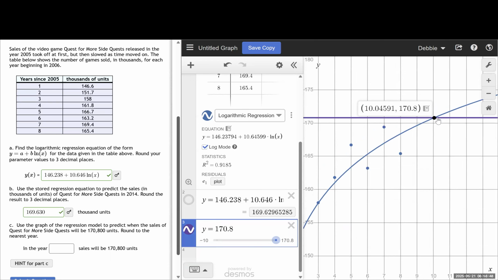Now in Desmos, if I click anywhere near that, it's going to show me the intersection point. And so when I see that intersection point, I can see the x coordinate of the intersection point. The x coordinate represents the number of years since 2005. So the x coordinate, as I can see here, when y equals 170.8, which represents sales of 170,800 units, the x coordinate is about 10. 10 means 10 years since 2005. And so that's going to give me the year 2015.